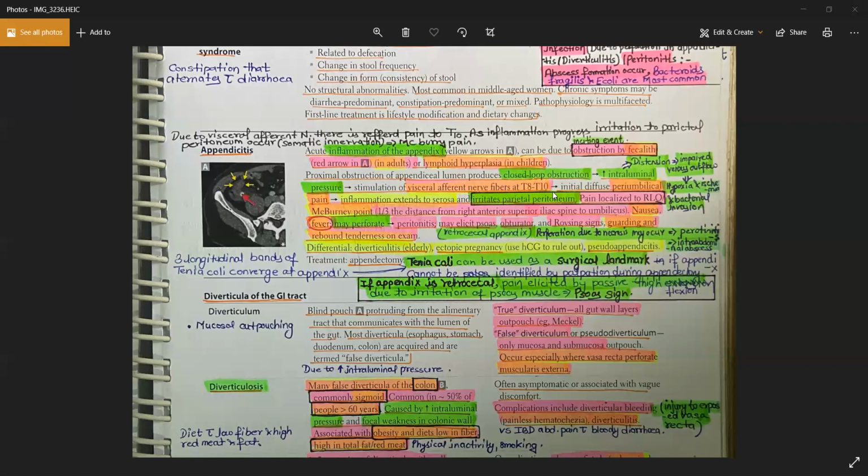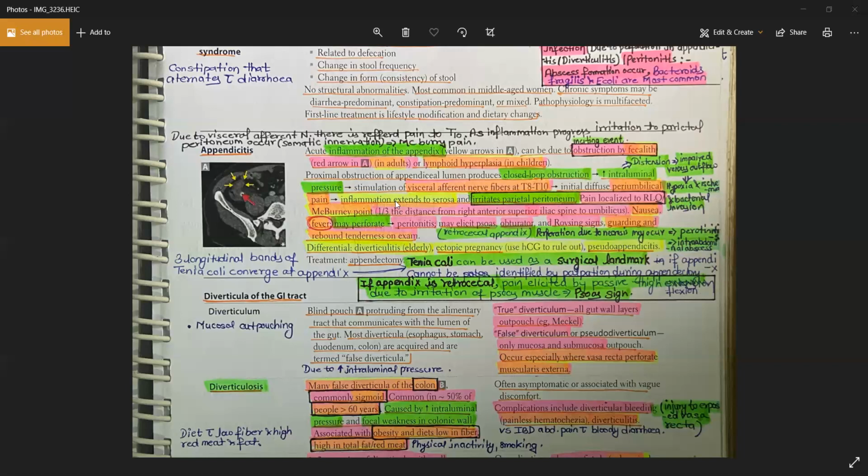We have discussed that whenever you have any pathology that is affecting a midgut structure, okay, the pain is always going to be paraumbilical because of these T8 to T10 levels, right? So in case of appendicitis, the initial pain will be in the paraumbilical region because of the afferent nerve fiber irritation, right? As the inflammation extends, or I can say as the inflammation proceeds further, right?